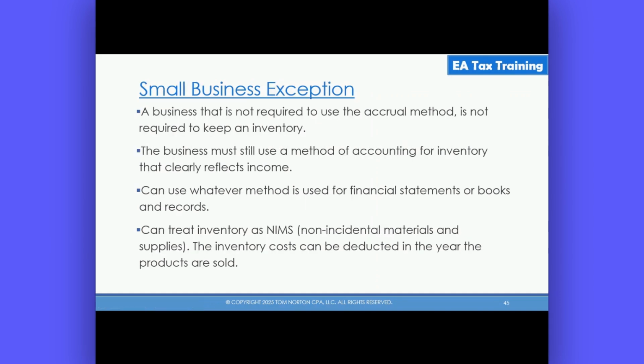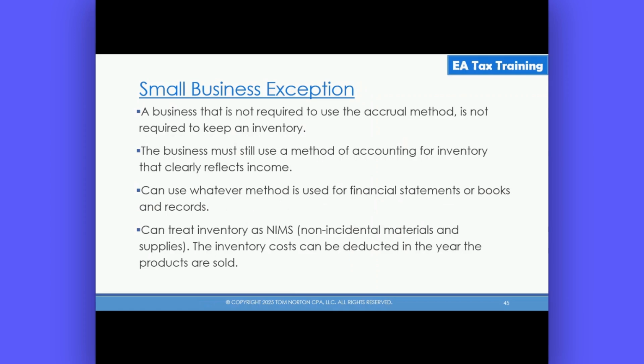Small business exception. This is not an exception to UNICAP because UNICAP's already only for large businesses. This is a small business exception for how inventory is tracked and accounted for. A business that is not required to use the accrual method is not required to keep an inventory. The business must still use a method of accounting for their inventory, however, that clearly reflects income. They can use whatever method they want. For instance, they can use the method that is used for financial statements or for their books and records, as long as it clearly reflects income.